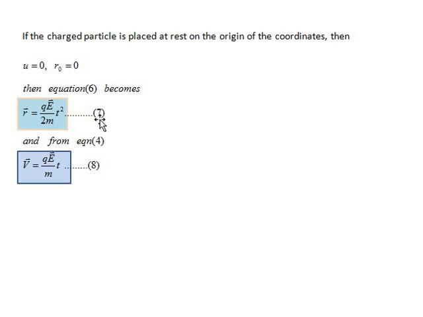We call this equation number 7. And from equation 4, v is equal to qE divided by m into t. We call this equation number 8. So from equation 7, we get the position vector of the charged particle, and from equation 8, we get the velocity of the charged particle in an electric field E, where the charge of the particle is q.